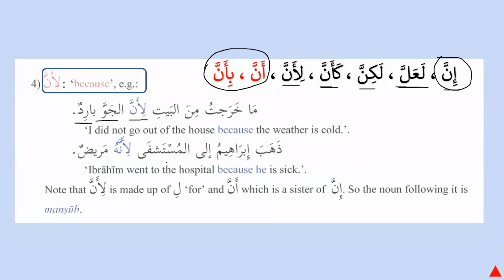And ذهب إبراهيم إلى المستشفى لأنه مريض. Whenever we have the attached pronoun, that means the attached pronoun will be the ism of لأن, and مريض will be khabar of لأن. Ibrahim went to the hospital because he is sick. Note that لأن is made up of li, which is harf jar, that means for, and anna, which is a sister of inna. And so the noun that follows it will be mansub, as we have seen over here. So li'anna means because.